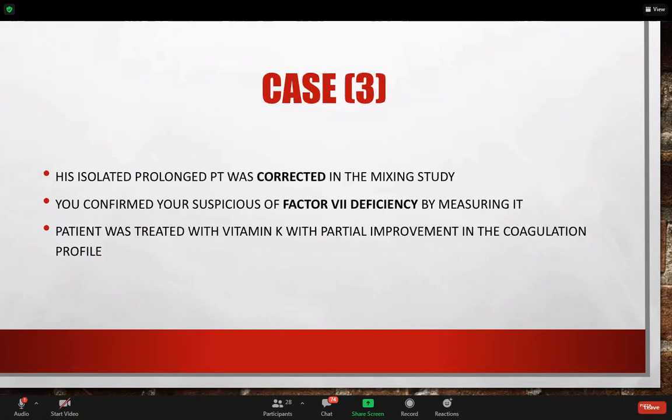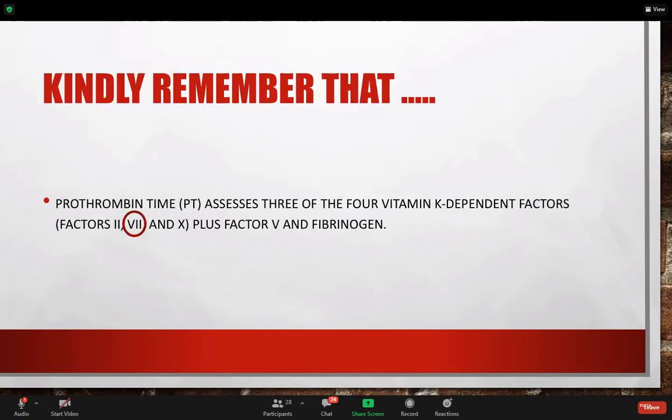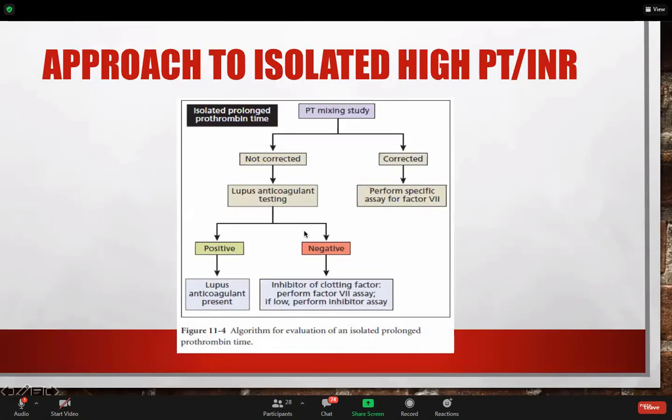So his isolated prolonged PT was corrected in the mixing study. That means he has some sort of deficiency. You confirm your suspicion of factor 7 deficiency by measuring it, and the patient was treated with vitamin K with partial improvement in his coagulation profile. Okay? Is this clear, guys? Steps. Really, the most important step to understand is this so far, because it will tell you whether this is an inhibitor or a deficiency, and you can confirm your suspicion by measuring the factors if you want.